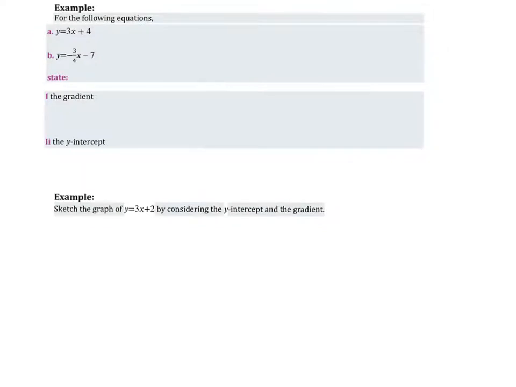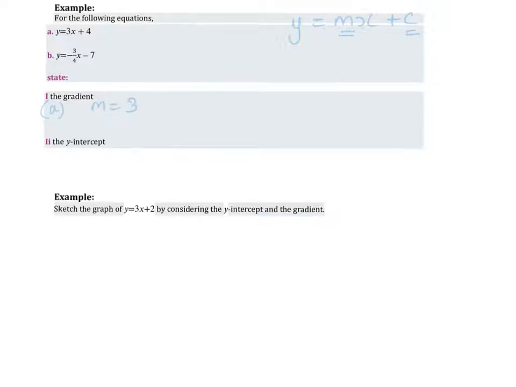In this example, we're asked to state the gradient and the y-intercept for these two equations. Now, fortunately, they are in the right format for us. y = mx + c. Remember, the gradient is in front of the x value. The c is by itself. So in this first one, for a, the gradient is equal to 3.